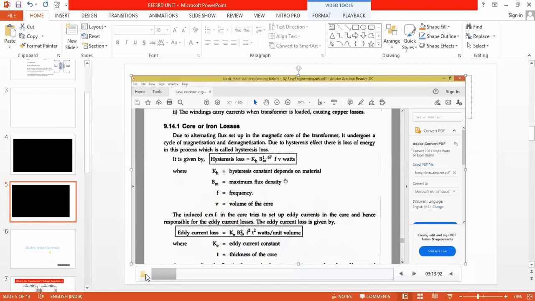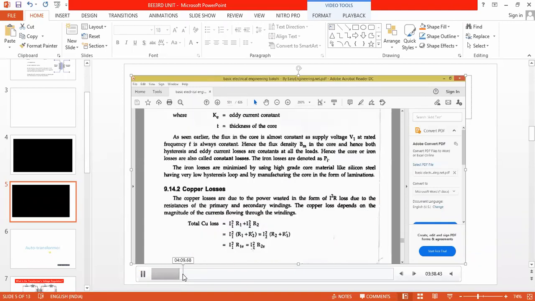One is core loss or constant loss. Another type of loss is copper loss. See, in a transformer I am using a rectangular iron frame first. The loss in the rectangular iron frame is called the core loss or constant loss. And it is again divided into hysteresis loss and eddy current loss.